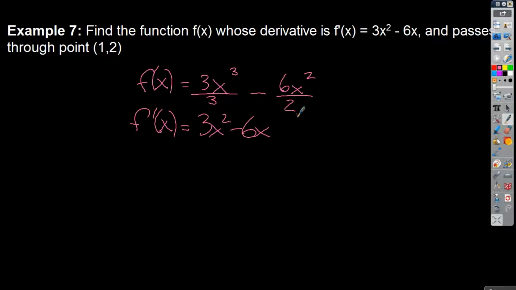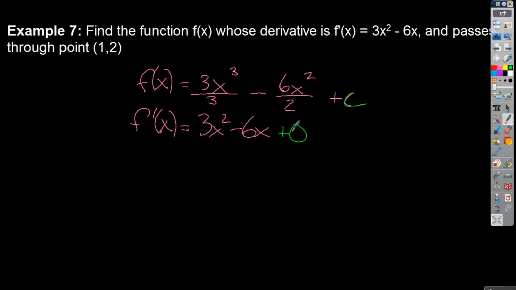But there's also one other number. I don't know what that number is. It might be 0. But there's another number because when I took the derivative of this number here, of c, that went to 0. Okay? Normally we just don't write it. But I'm thinking, well, what if there was a number there?